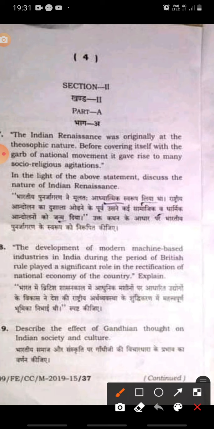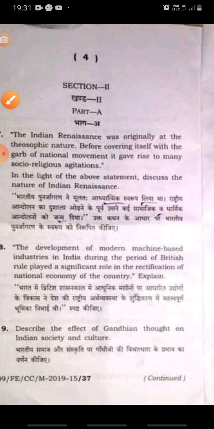Ninth question: describe the effect of Gandhian thought on Indian society and culture. So you have to write about Gandhian thought and its effect on Indian society and culture. Next question, part B.